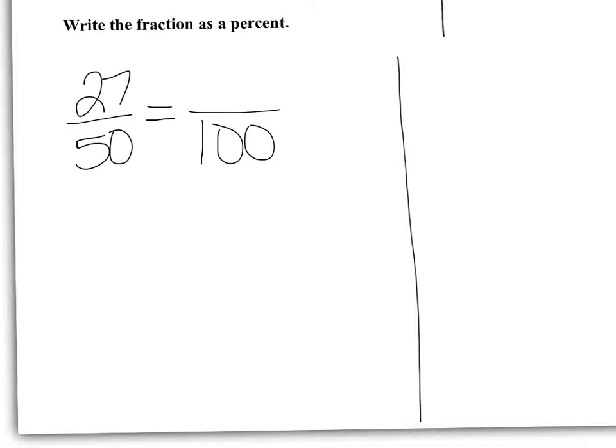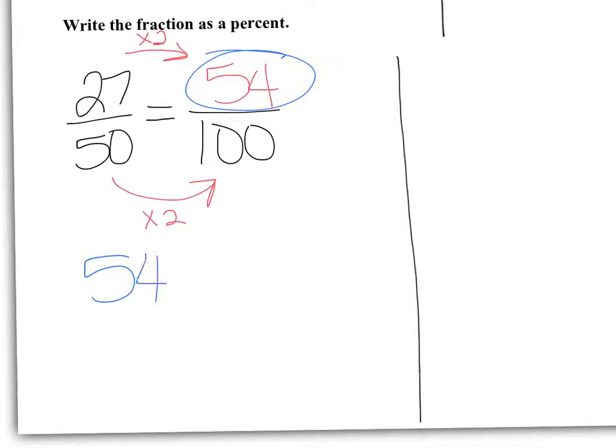Now if it works out that I know an easy way to get from one side to the next, we can just use that one. I know that 50 times 2 gives me 100. So if I take 27 times 2, it gives me 54. This number right here, over 100, is my percent. So 27 over 50 is the same thing as 54%.